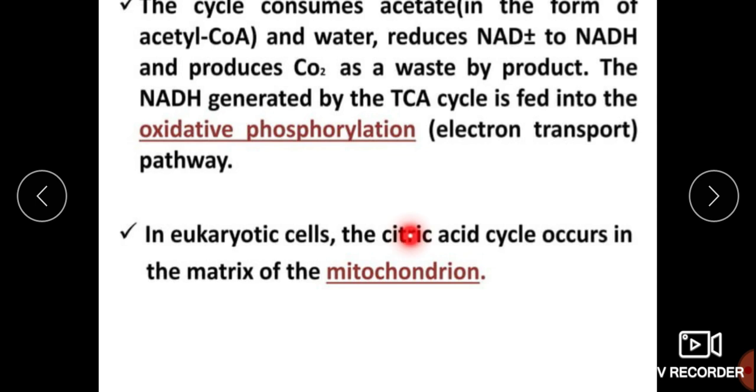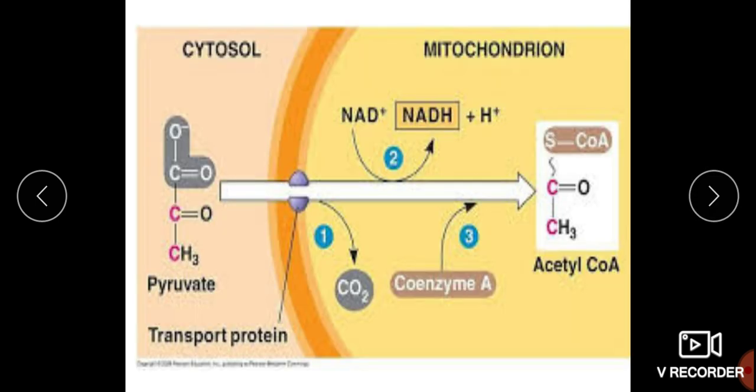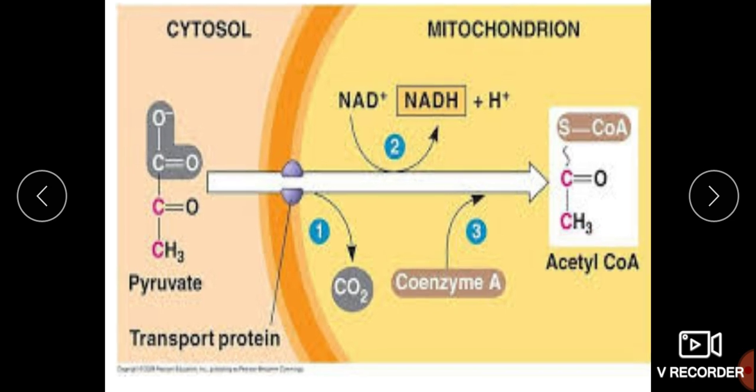In eukaryotic organisms, the citric acid cycle occurs in the matrix of the mitochondria. We know that pyruvate is the last product in the EMP pathway, or glycolysis. Here one molecule of glucose is converted into two molecules of pyruvic acid, and this is produced in the cytosol. After its production, the pyruvate gets transported into the mitochondrial matrix through a transport protein.